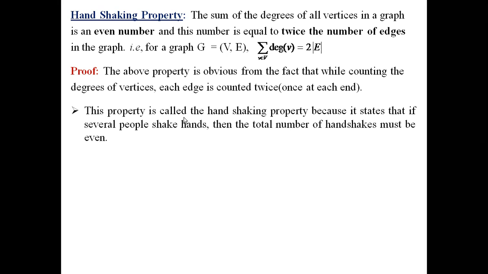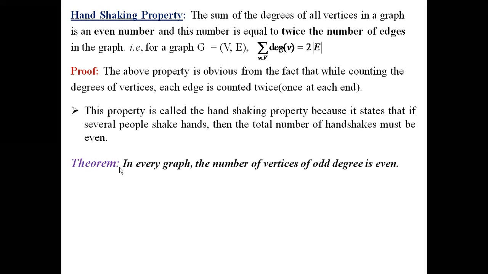This property is called the handshaking property because it states that if several people shake hands, then the total number of handshakes must be even. Because 2 hands are involved in any handshake, the total number of handshakes must be even. And since it is related to handshaking of persons, that is the reason it is named the handshaking property.